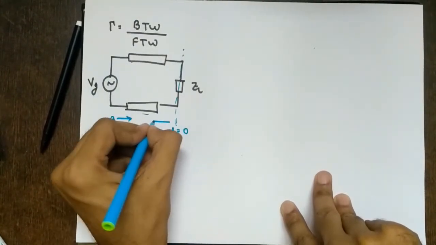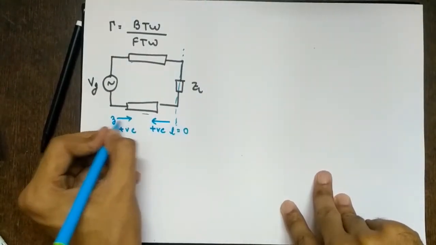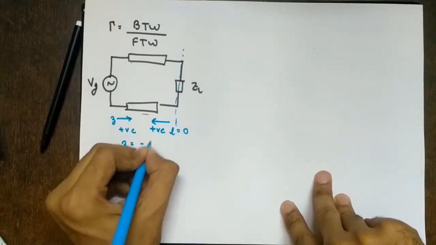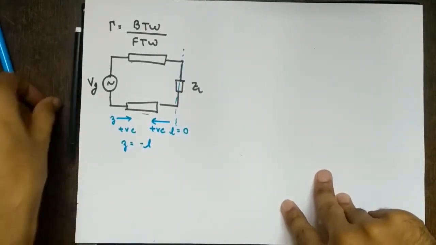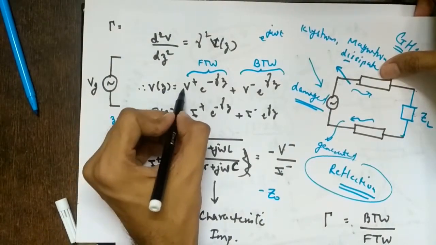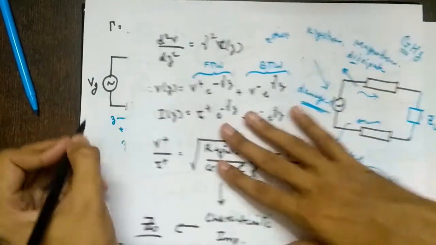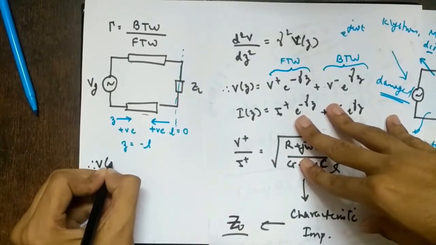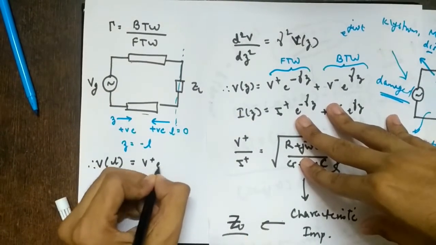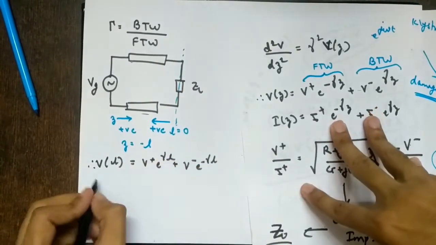As you go towards the source, what will happen? It will be positive, right? What you see is z is in the right direction, l is in the opposite direction. So I can simply say z is equal to minus l, right? What will this equation become? V of z, where z is minus l, so V of l equals V plus e raised to gamma l plus V minus e raised to minus gamma l, right? We are going from the z domain to the l domain.